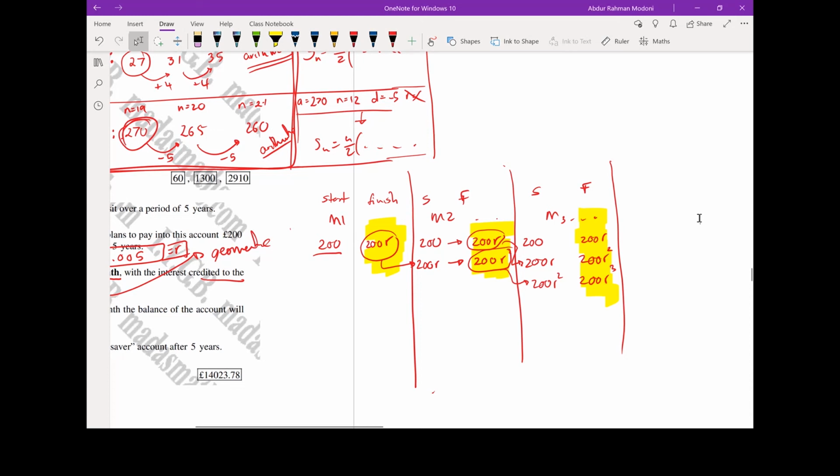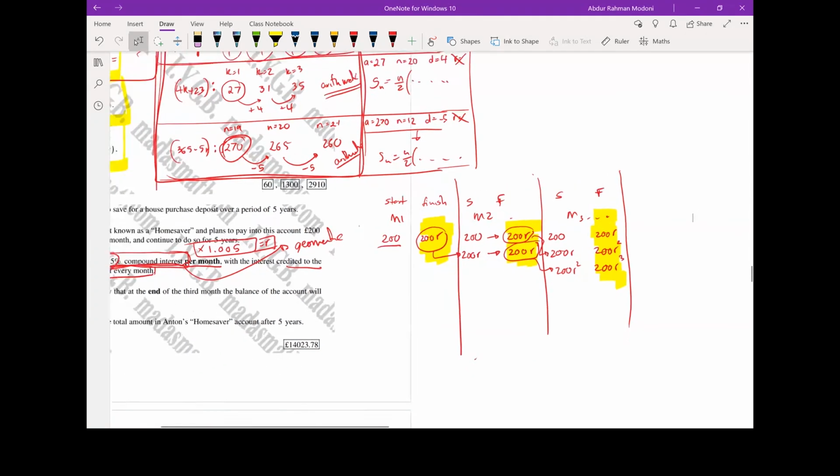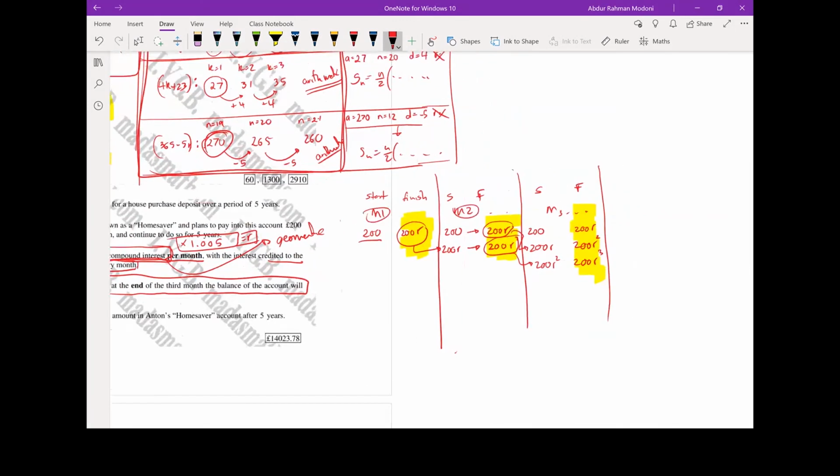So if you're happy with that, we can see what's happening here. This is how much we're going to have at the end. So what's it asking us? Let's see. The account pays. Okay, so we've just essentially written all of this information out in a tabular format. Show clearly that at the end of the third month, the balance of the account will be this. Now, because I've done this for actually month 1, month 2, month 3, this diagram is actually tackling that question without me having read that question in the beginning.